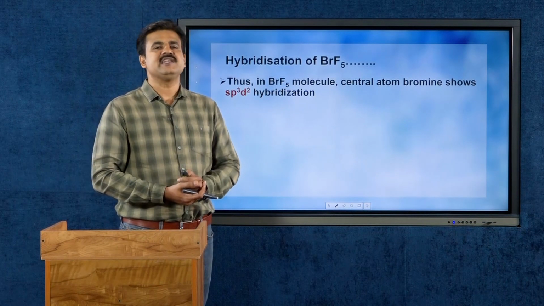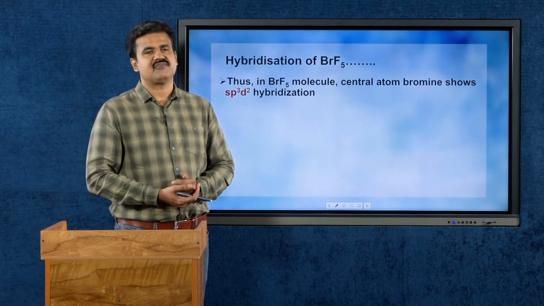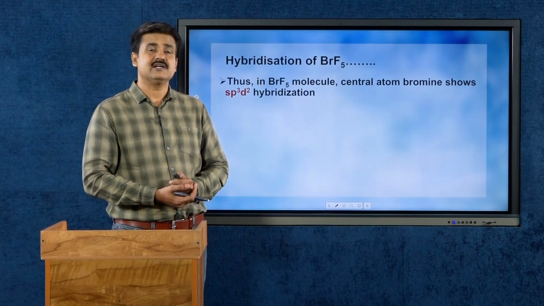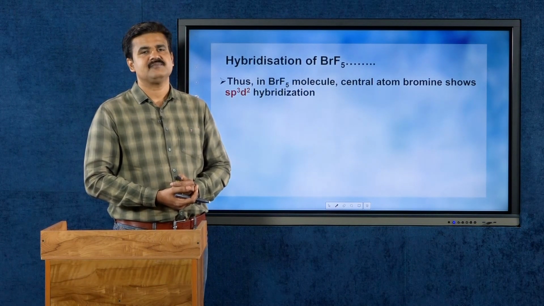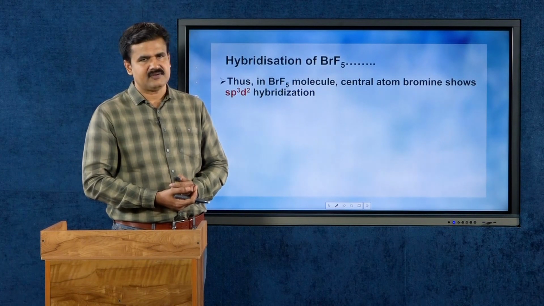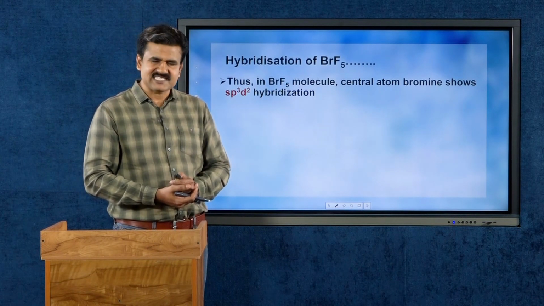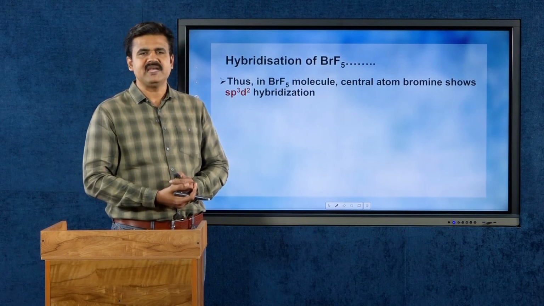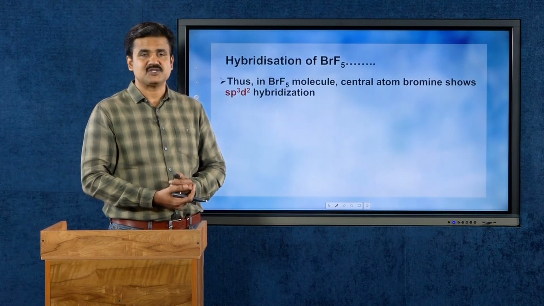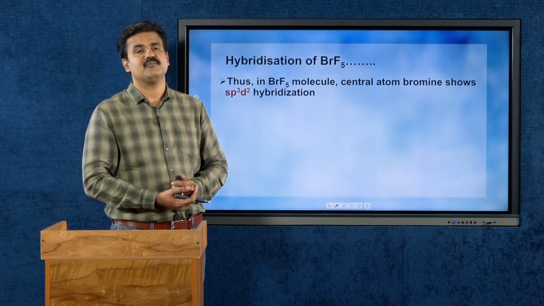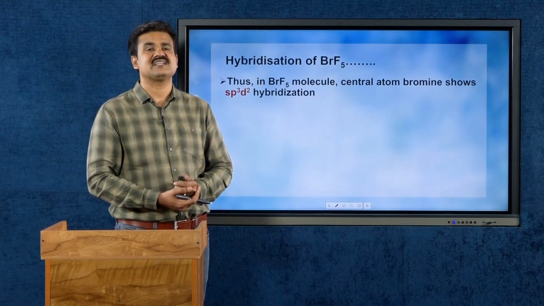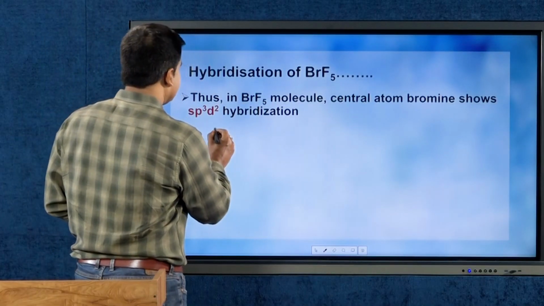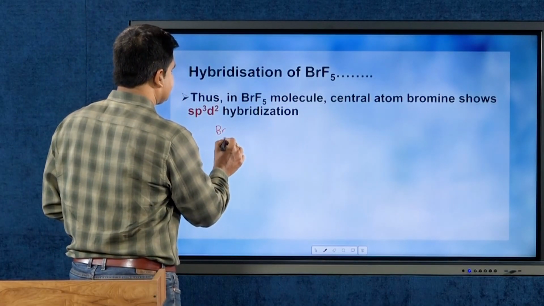This sp3d2 hybridization in the BrF5 molecule can be illustrated by taking the electronic arrangement of the central atom bromine in BrF5. Now, we are trying to explain the hybridization scheme of bromine in BrF5 with respect to the electronic arrangement of bromine in the ground state as well as in the excited state. First of all, bromine in the ground state.